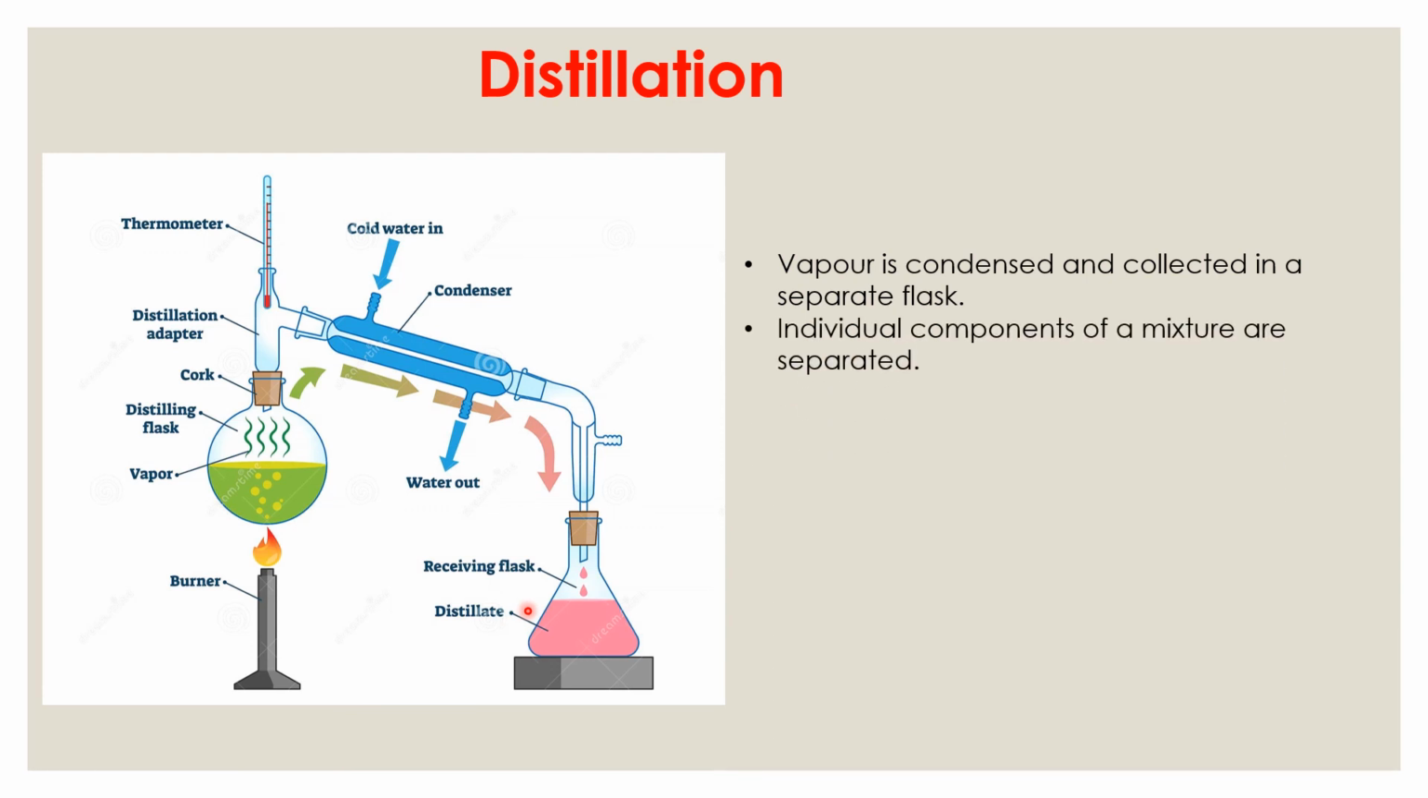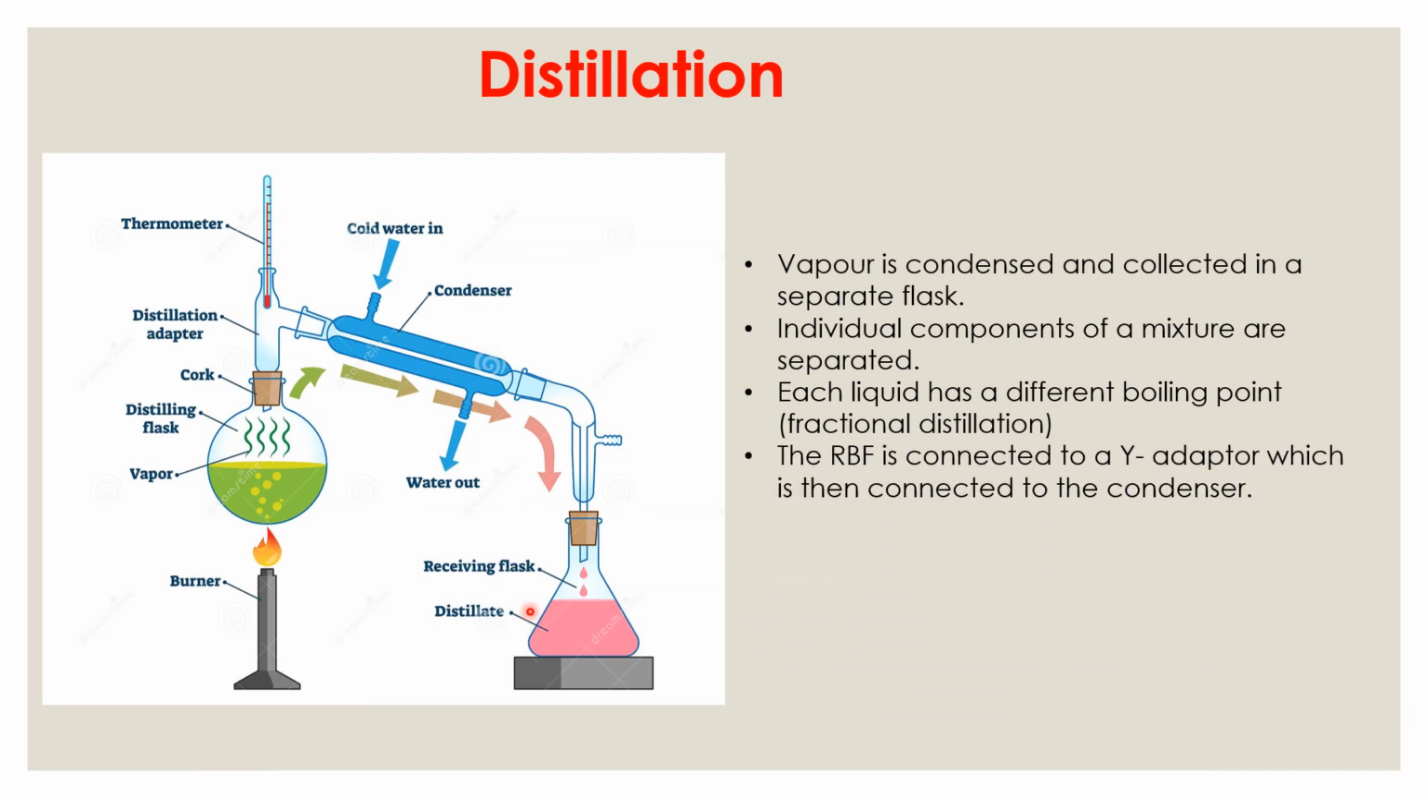Here, individual components of the mixture are separated out, and each liquid has a different boiling point, and this is the case for a fractional distillation. The round bottom flask is connected to a Y adapter. Instead of directly connected as in a refluxing setup, it is connected to a Y adapter, which is then connected to a condenser.